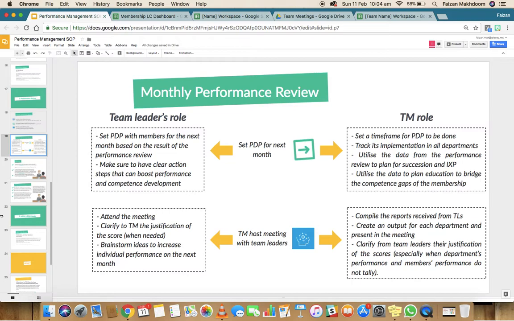The team meeting that is hosted by TM on a monthly basis exists for the purpose of assessing and going through the report that is compiled by the TLs. That report includes an output for each department that is presented in the meeting, and an overview of performances within the membership. Based on that report, ideas are further brainstormed to increase individual performance in the next month.